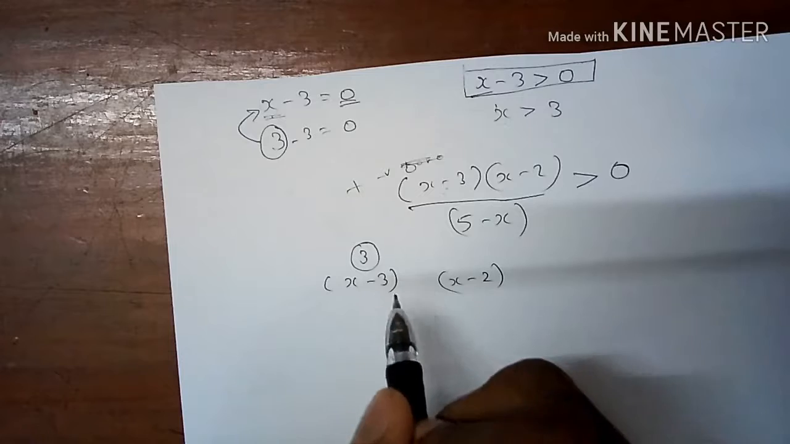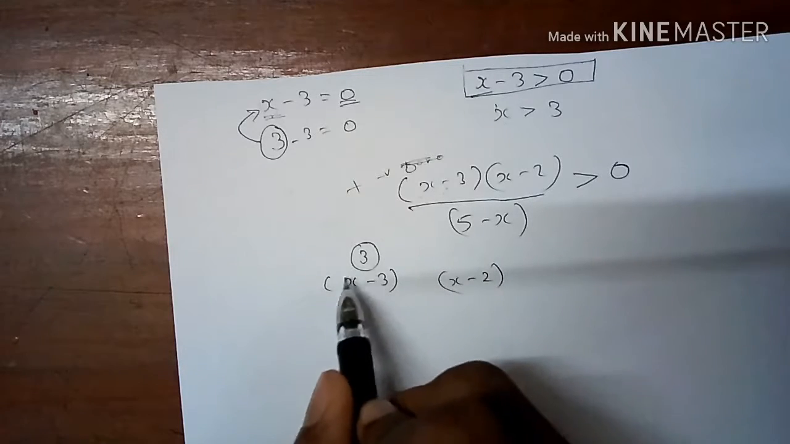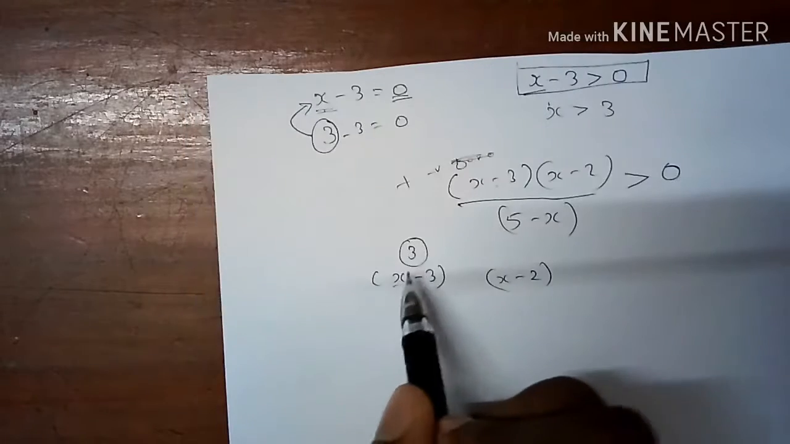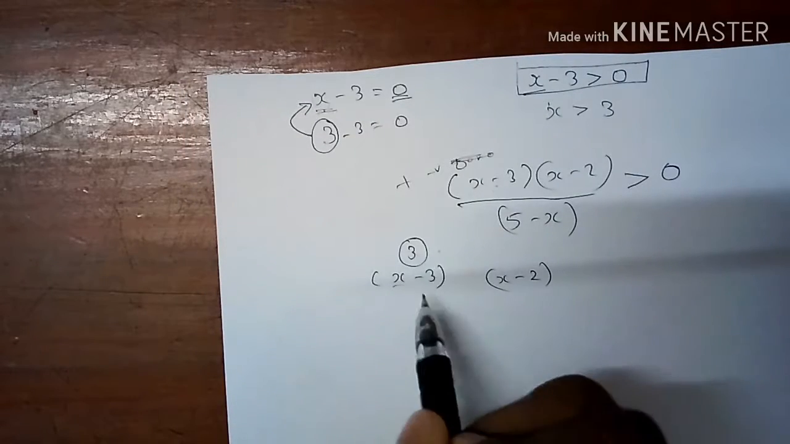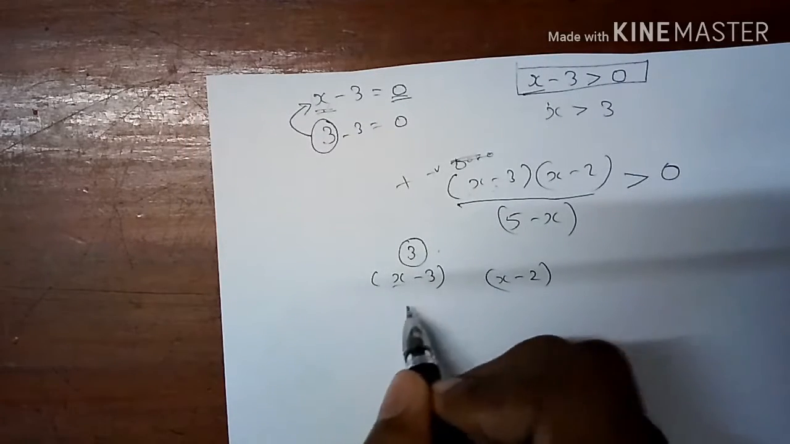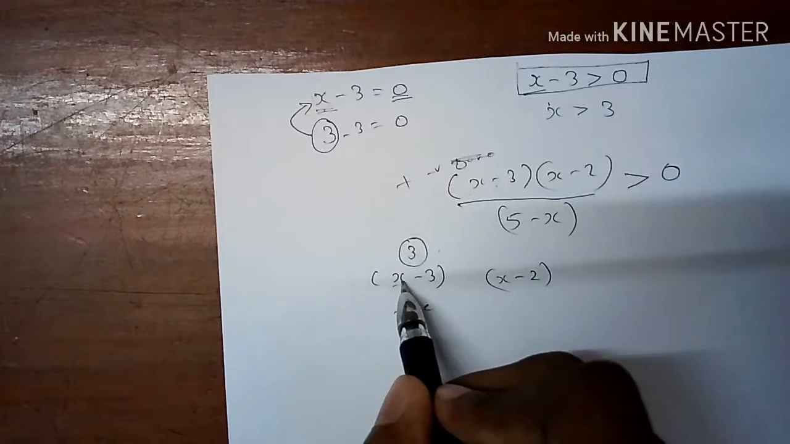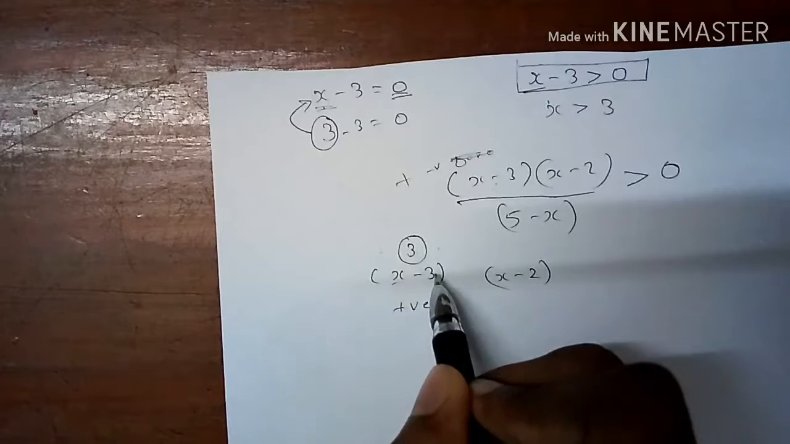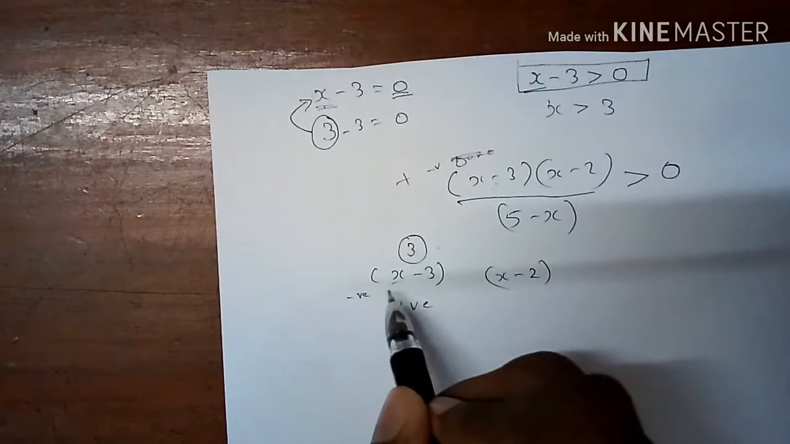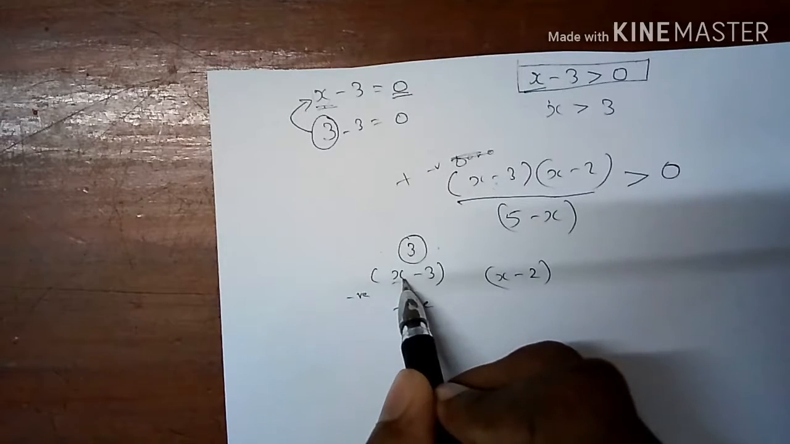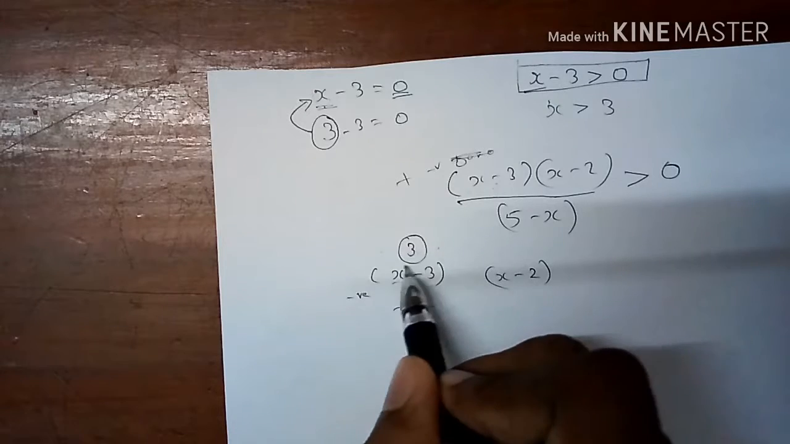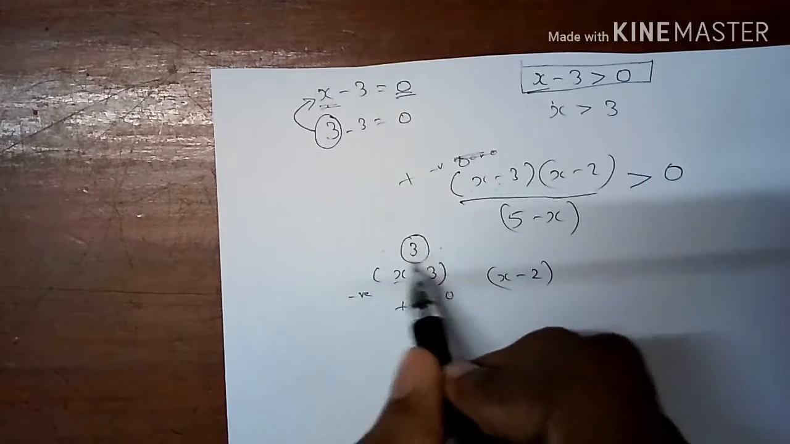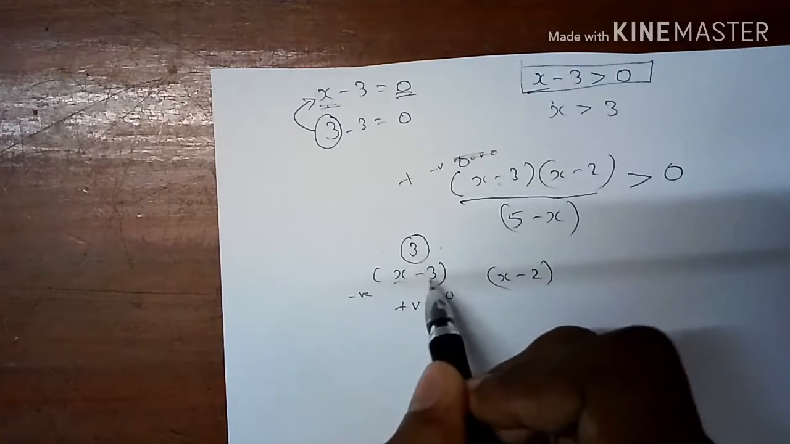And what is the critical point? Critical point decides the sign of this bracket. If the value of x is greater than 3, then this entire bracket will be positive. If the value of x is less than 3, then this entire bracket will be negative. And if the value of x is equal to the critical point, then this bracket will be 0. So that means critical point decides the nature of one bracket.